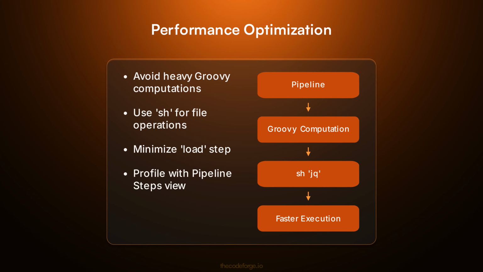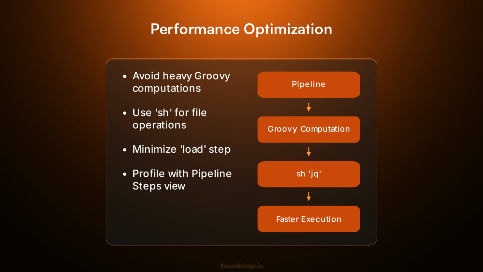Scripted Pipeline can be slow if not optimized. Avoid heavy Groovy computations inside the pipeline. Use sh steps for shell commands instead of Groovy for file operations.